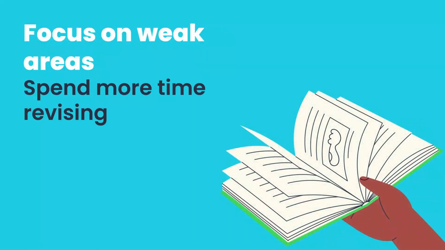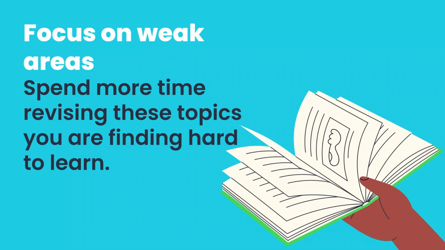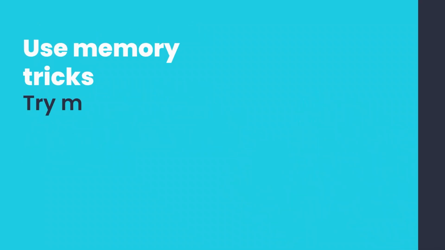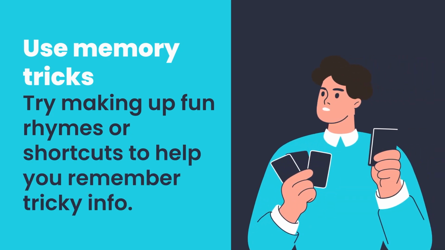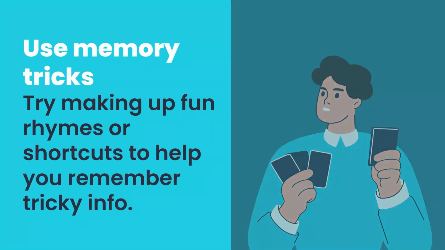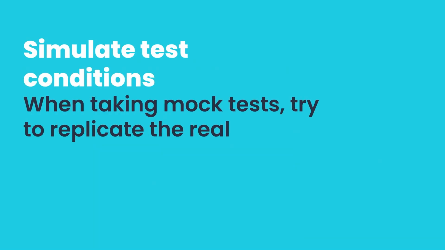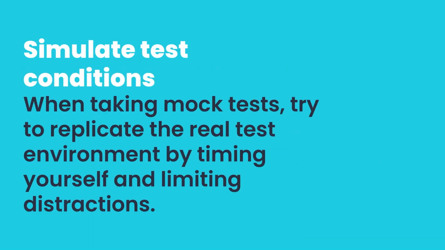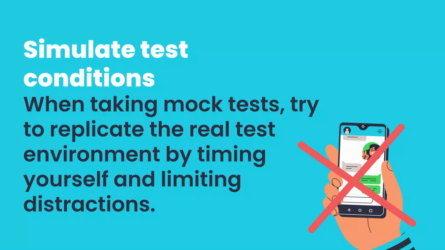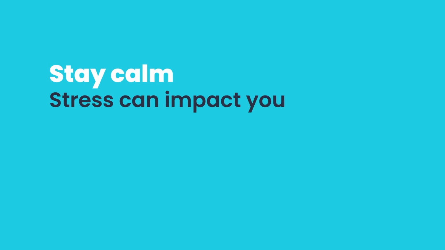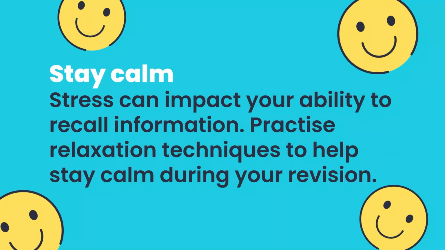Focus on weak areas. Spend more time revising the topics that you are finding difficult to learn. Try and use memory tricks. Make up different rhymes or shortcuts to help you remember tricky information. Revise little and often. Short and frequent sessions may be more effective than long, infrequent ones. Try and simulate real test conditions. When taking mock tests, try to replicate the real test environment by timing yourself, being in a quiet room, and limiting distractions. And finally, try to stay calm. Stress can impact your ability to recall information, so practice relaxation techniques to help stay calm during your revision.